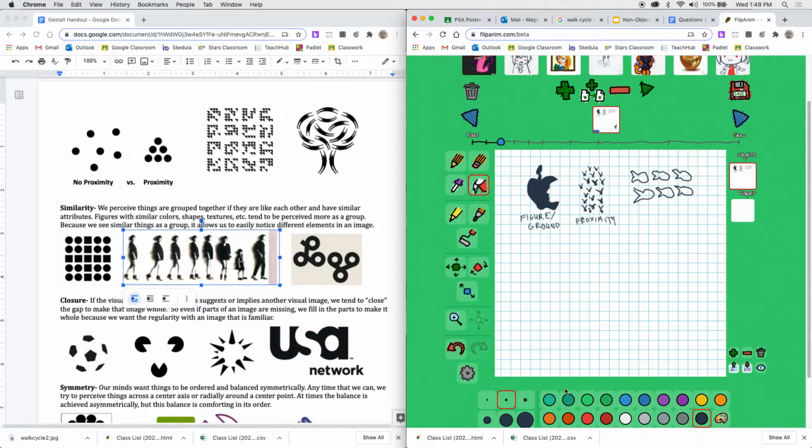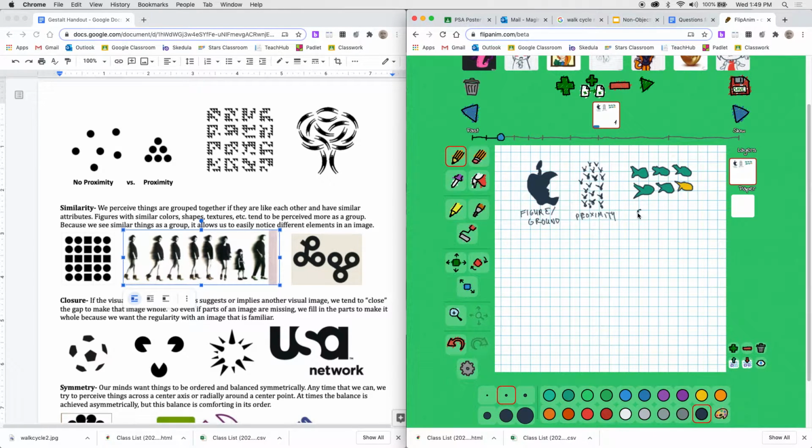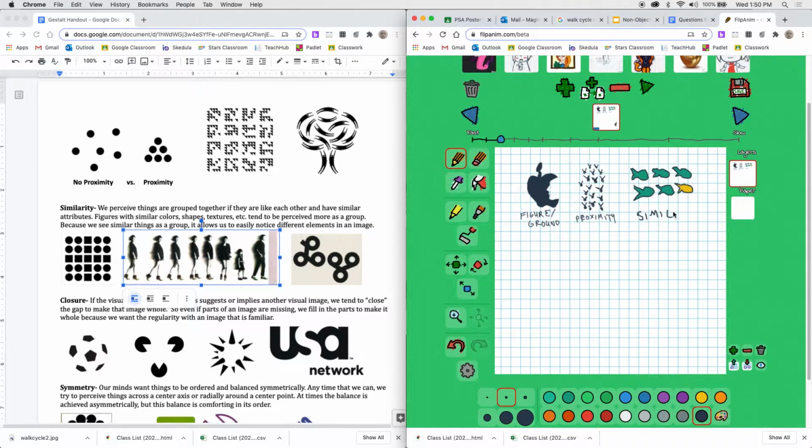Let's say I started coloring these in, and I colored in 5 of those fish green and 1 of them yellow. All of a sudden, I'm creating a different grouping. I read all those green fish together as one group, and then all of a sudden that yellow fish stands out. This is the Gestalt principle of similarity.